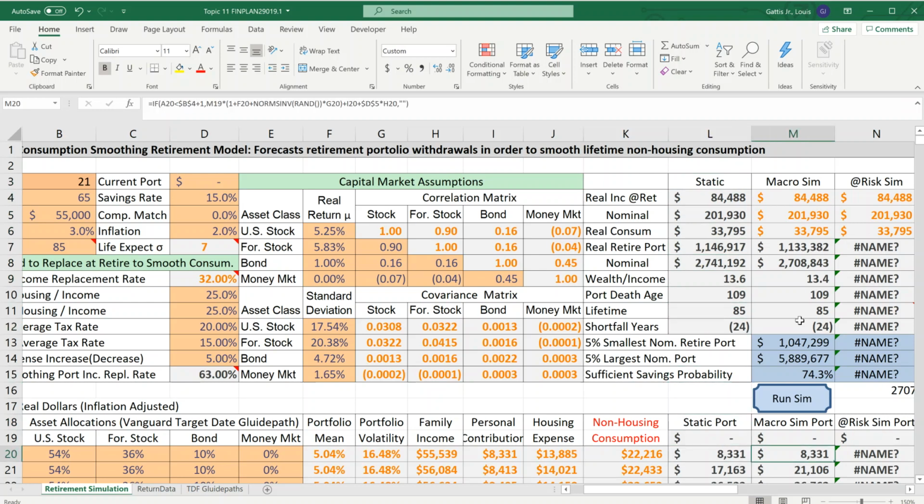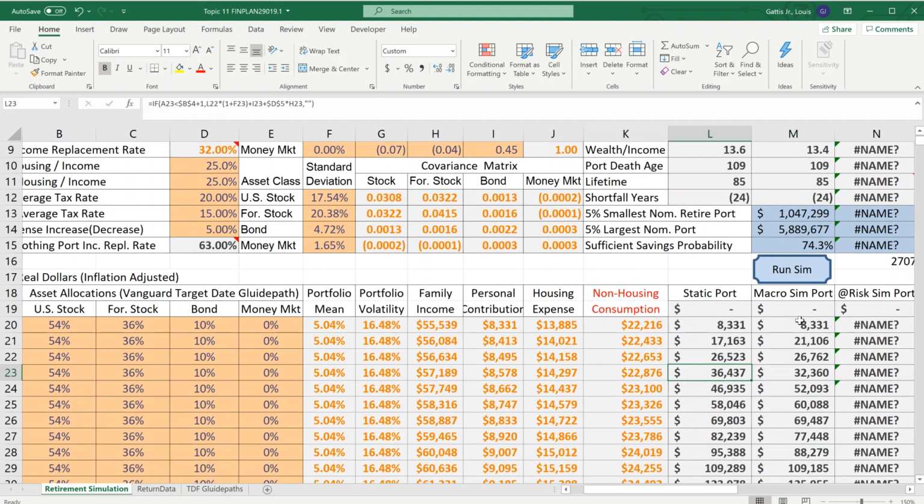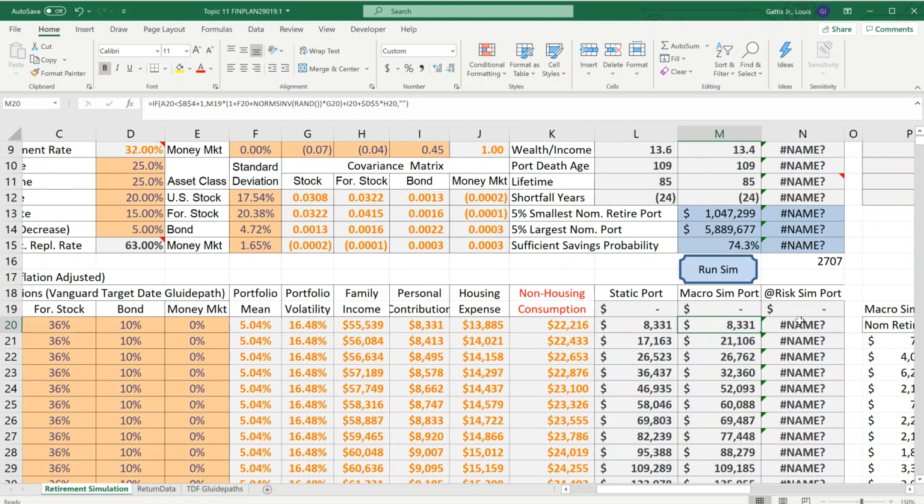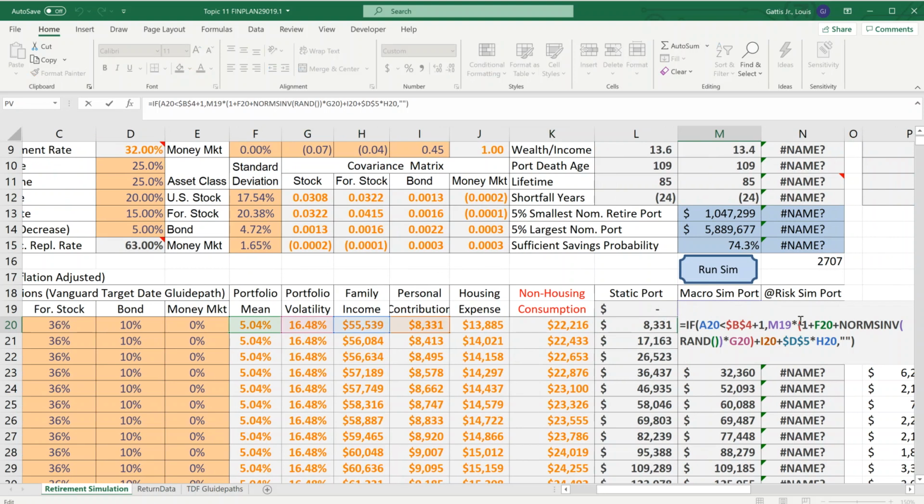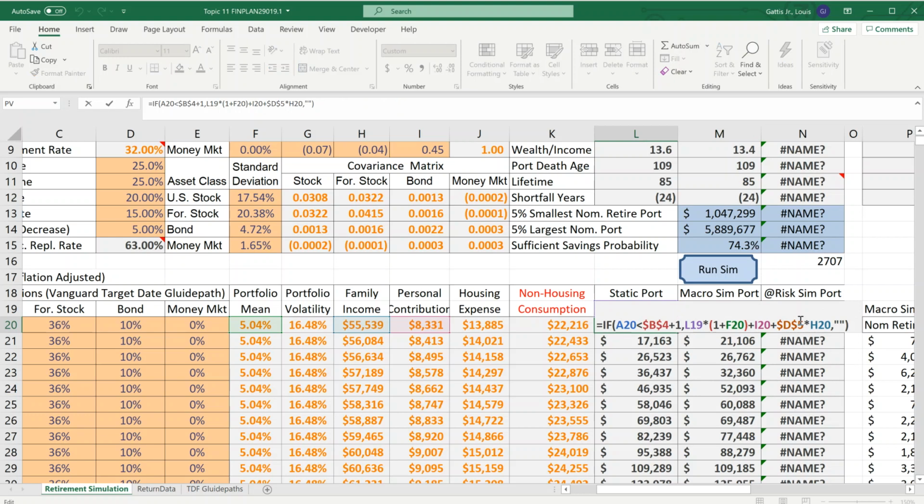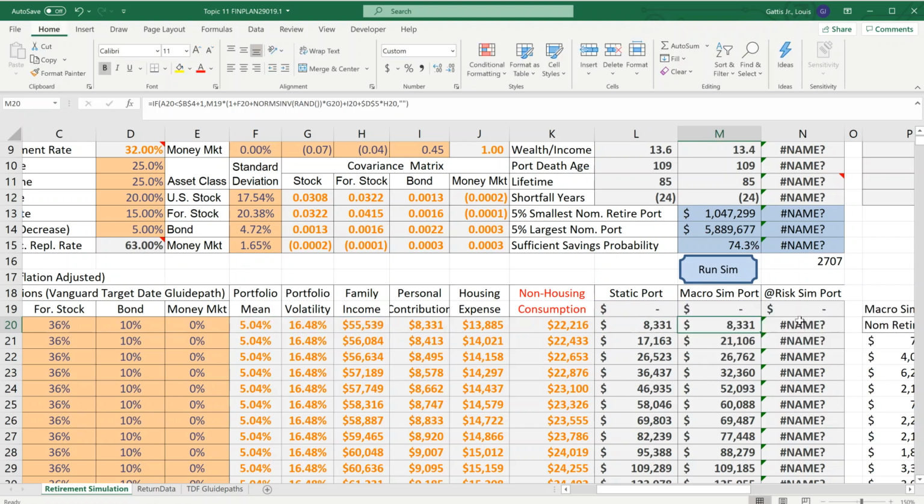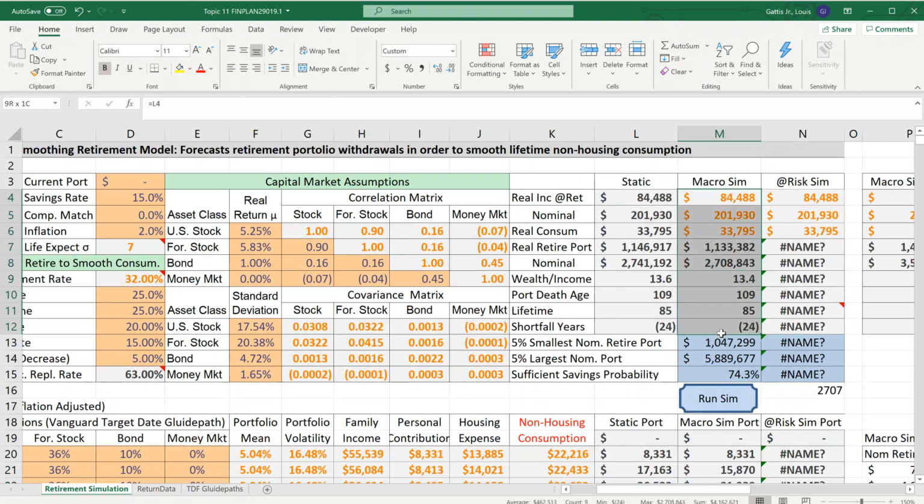However, the next column here in M is the random model. So notice I have to replace the expected return with a random return. So what I do is notice I have the NORM.S.INV(RAND()) there. There's my random return: 1 plus the expected return plus the random number times the standard deviation. So it's doing the same formula as the static portfolio, except it's using a random return. And then every time I would hit F9, I would get a new set of portfolio values. And again, here's my macro simulation. Here's my simulated values.